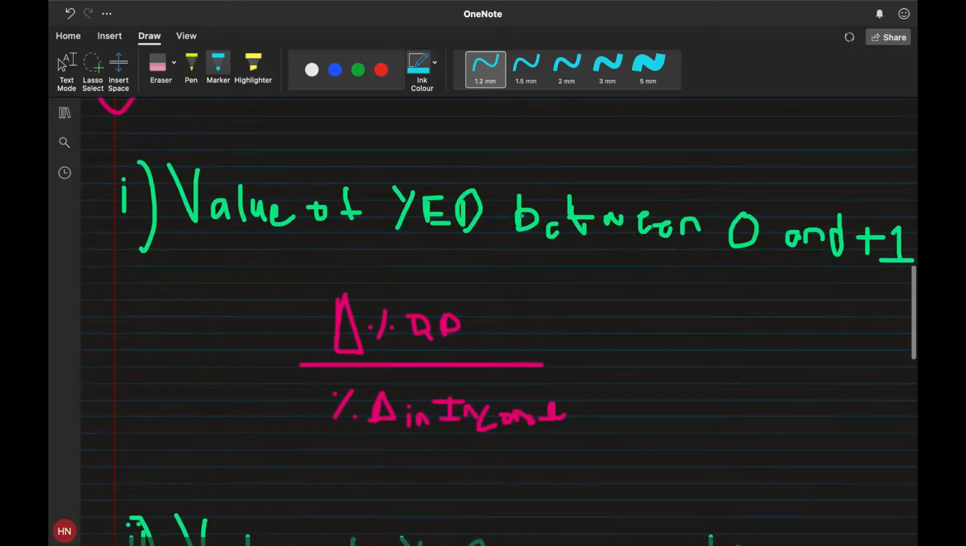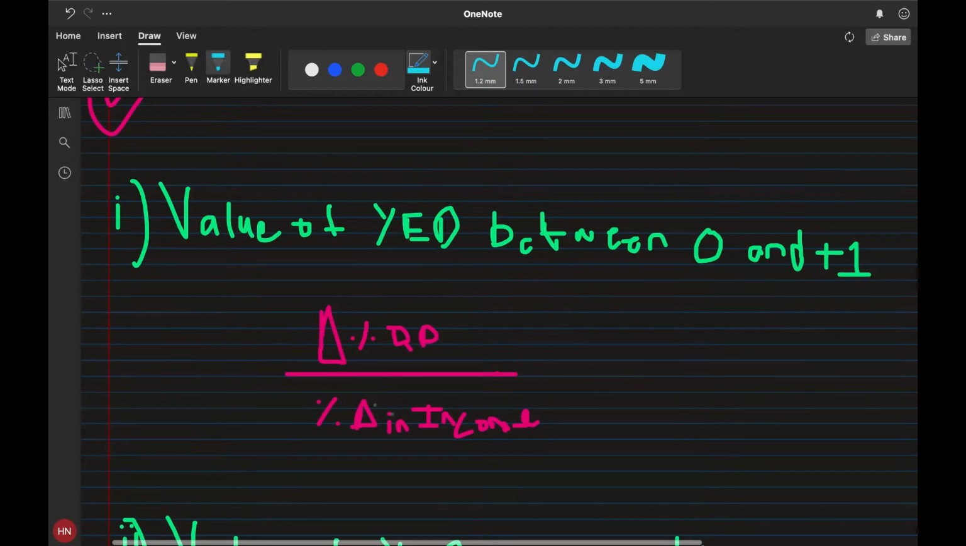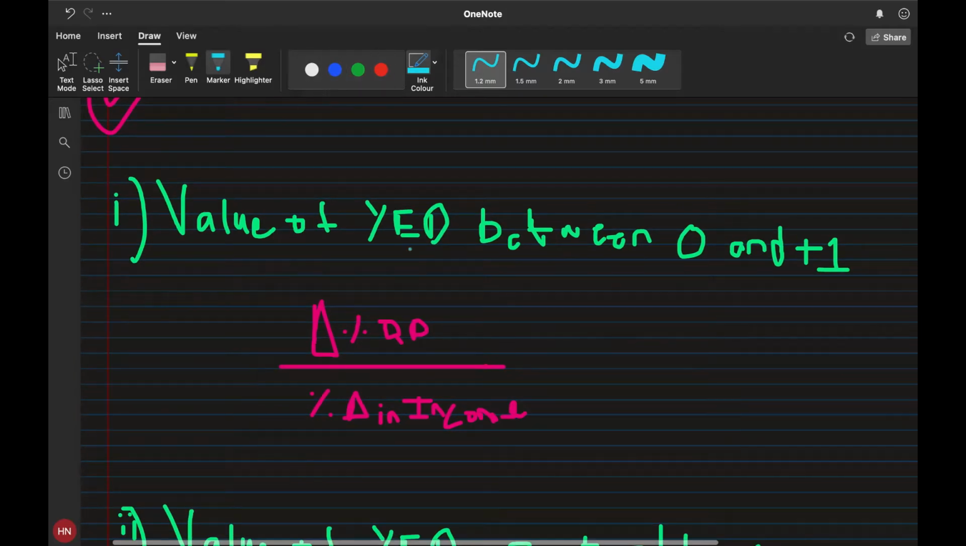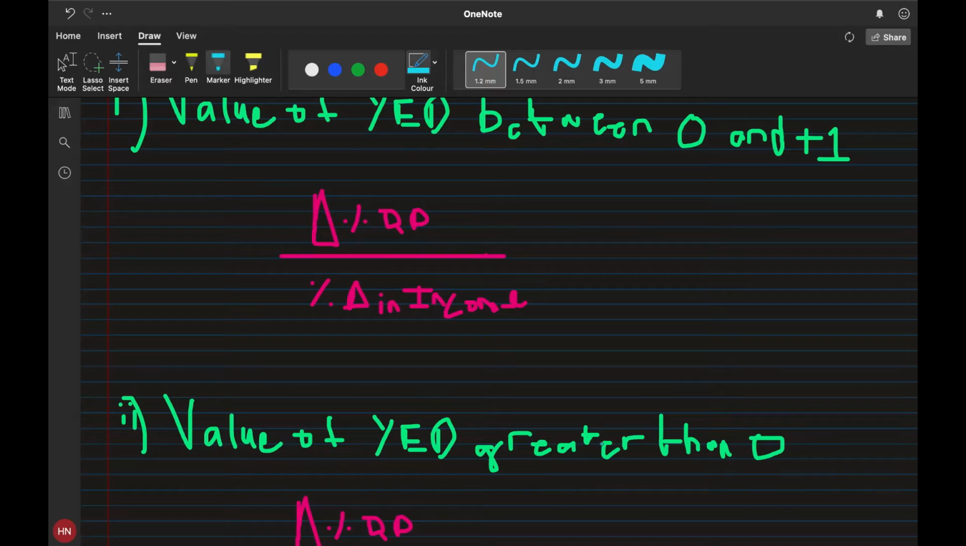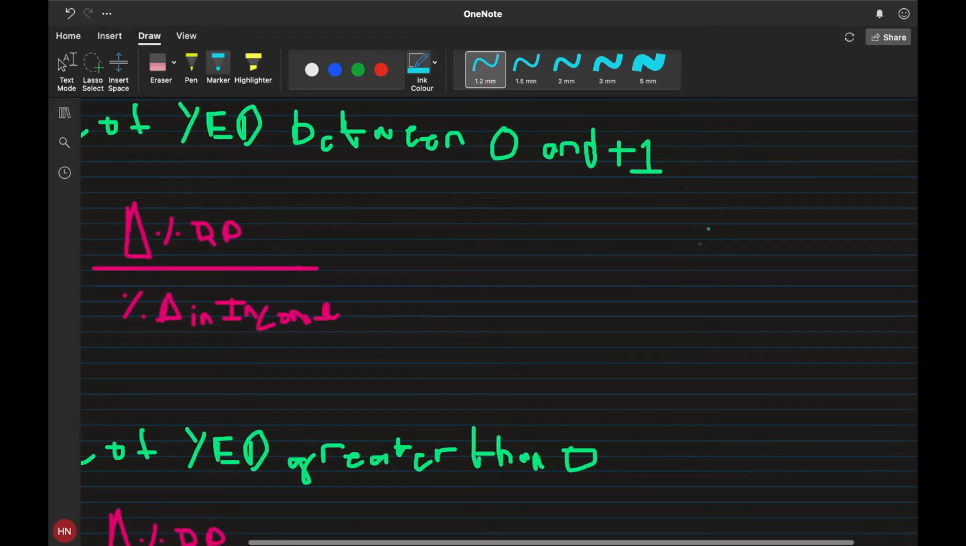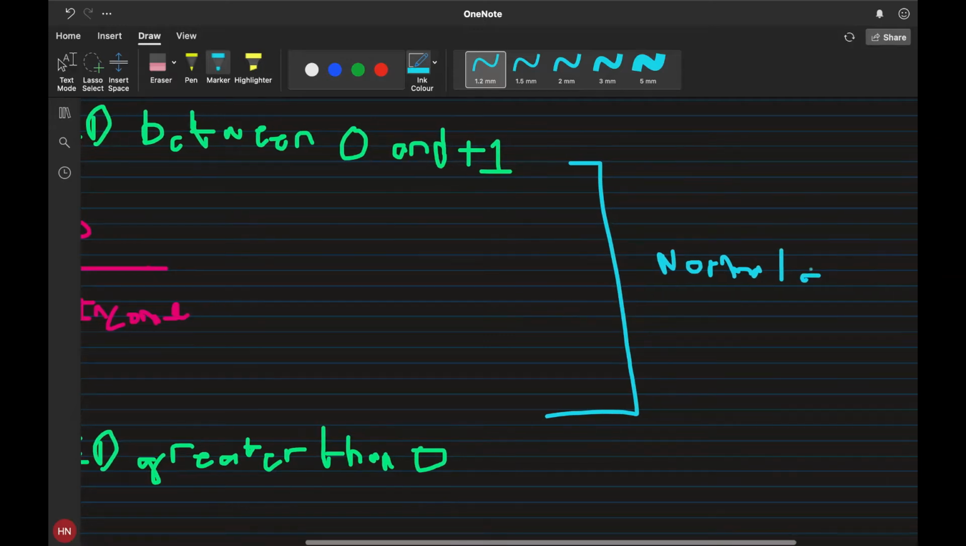And then the third part is understanding what the values really mean. So let's say if the value of YD is between 0 and 1 or is greater than 0. In both of these cases, we are looking at normal goods. So what are normal goods? Normal goods are basically goods for which your demand increases as your income goes up.